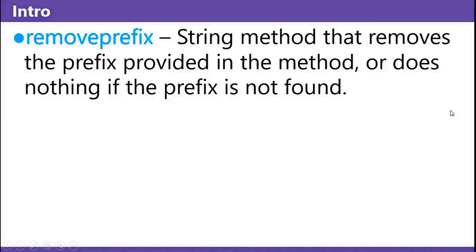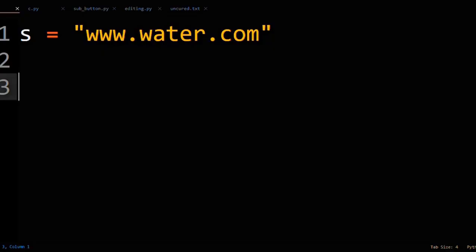Remove prefix is a string method in Python that removes the prefix provided in the method or does nothing if the prefix is not found. You have a string that's www.water.com. The first thing to know is how remove prefix differs from lstrip, which you're probably already familiar with.